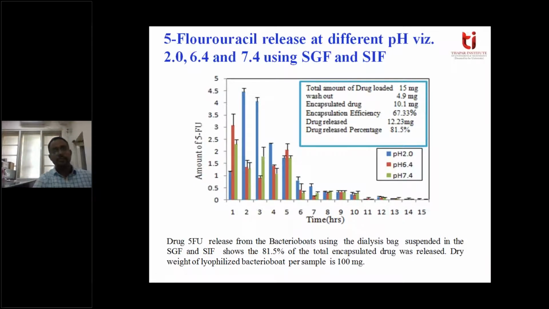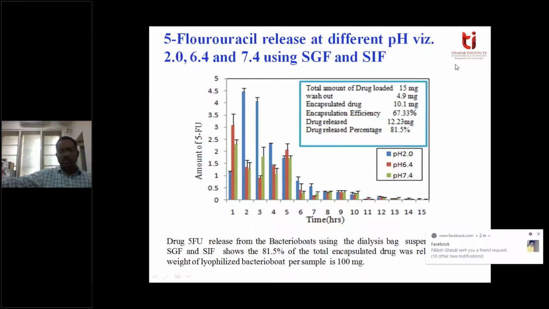We did it using absorption spectroscopic techniques as well as HPLC, and we found the drug absorption efficiency, when you applied around 15 mg of drug per 100 mg of bacterial board in dry weight, is around 67 to 70%. The total drug level was 15 mg and we applied 20 mg. And the drug release amount is around 81% over a period of 15 hours.